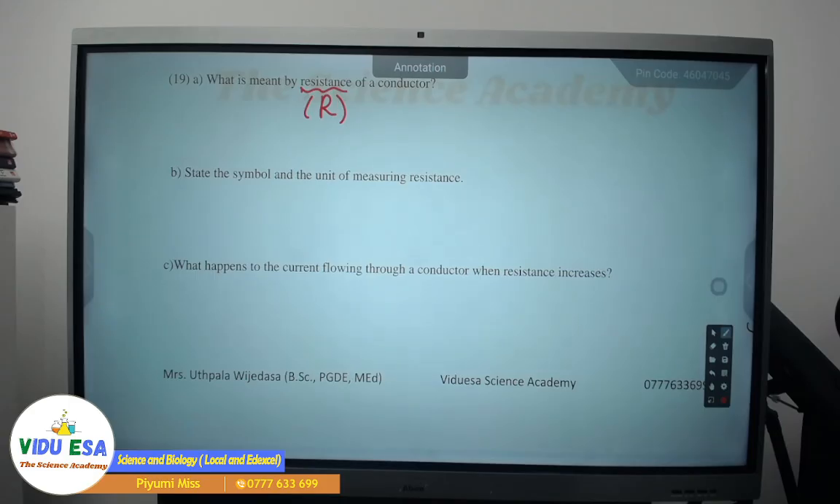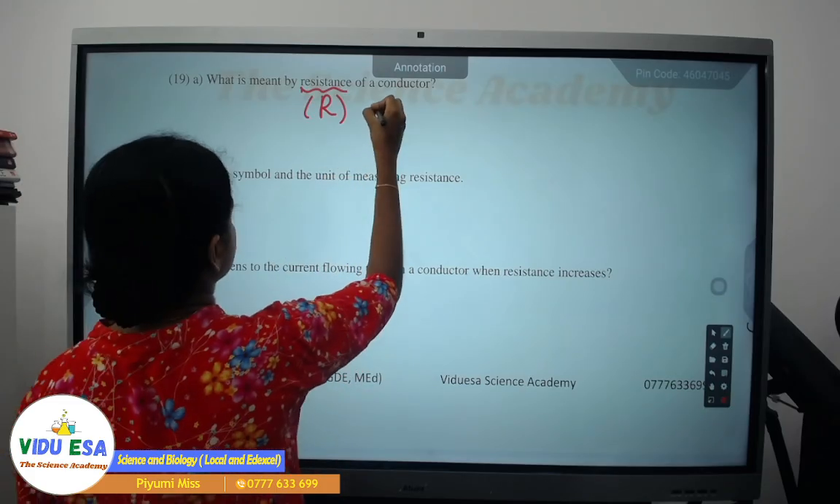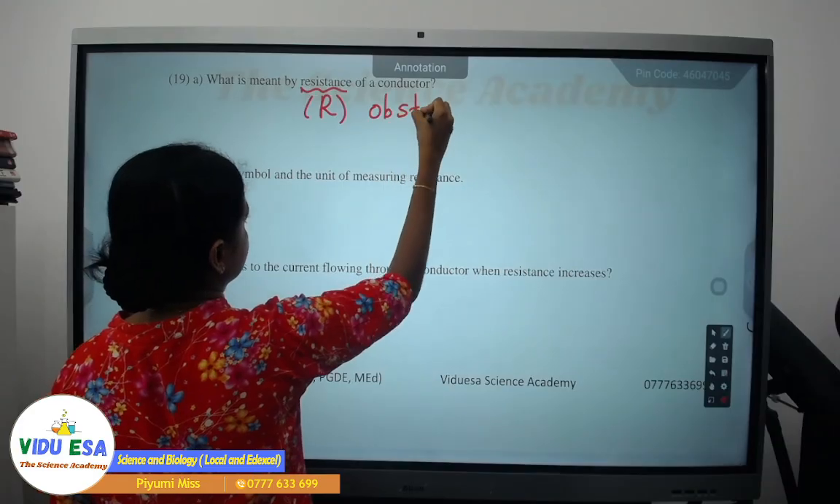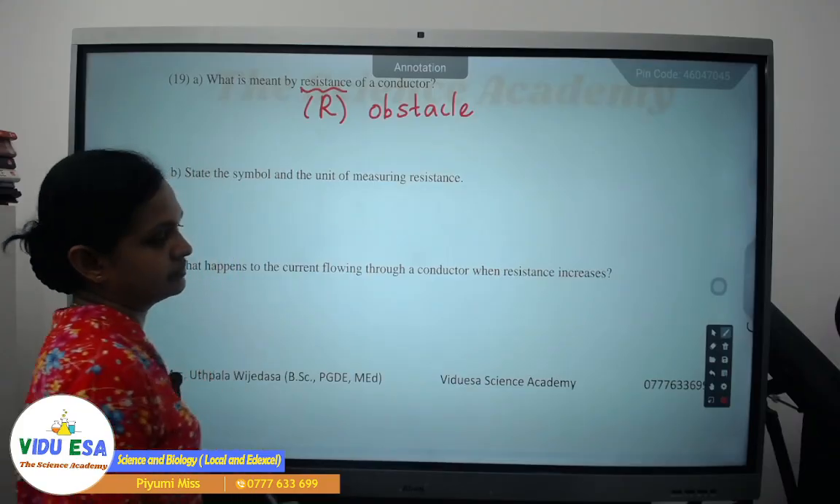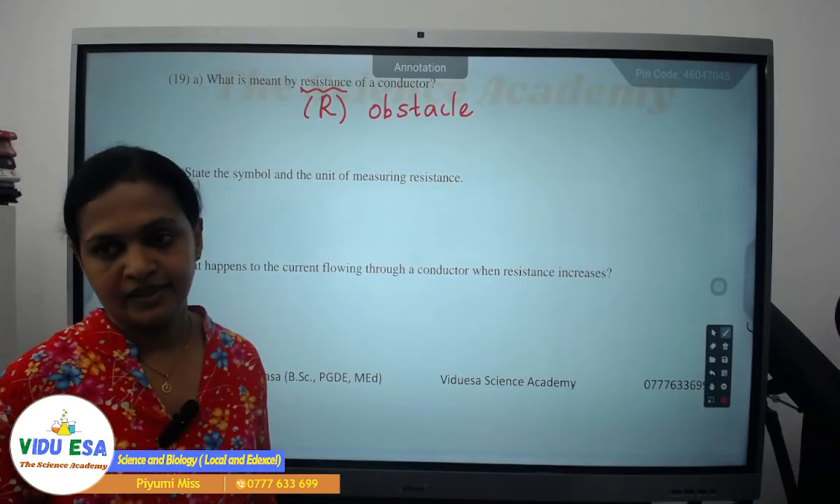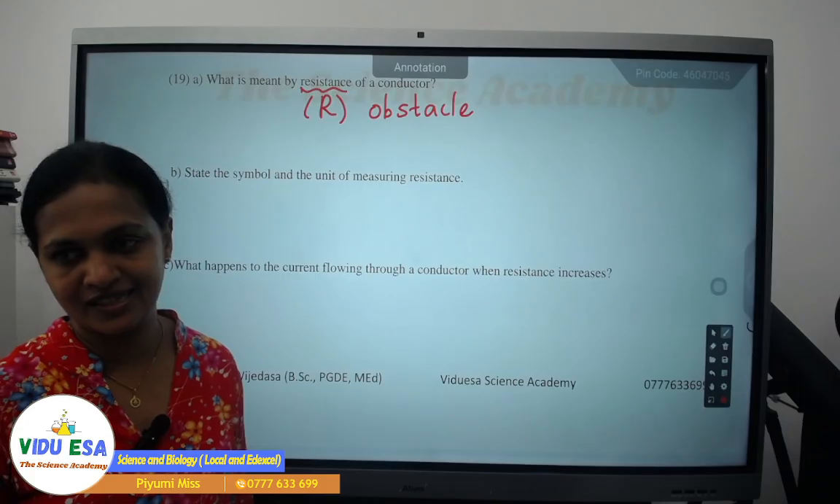Excuse me, teacher, can you repeat it again? The obstacle for the flow of current. Obstacle means barrier. The obstacle for the flow of current through a conductor is known as the electrical resistance.